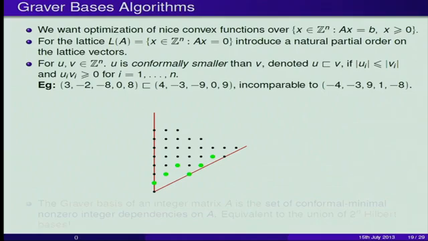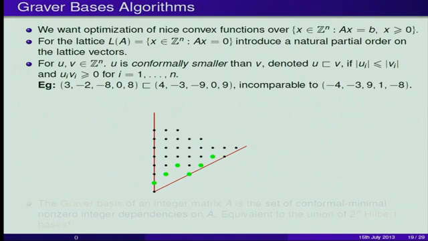It's a partial order on all possible infinite lattice solutions of the equation Ax equals 0. So I'm doing linear algebra over the integers, okay? Now this other vector cannot be compared to these vectors. Why? Because it doesn't even have the same sign pattern.